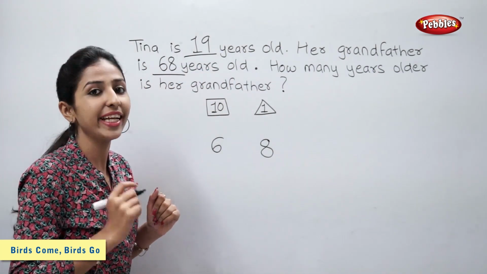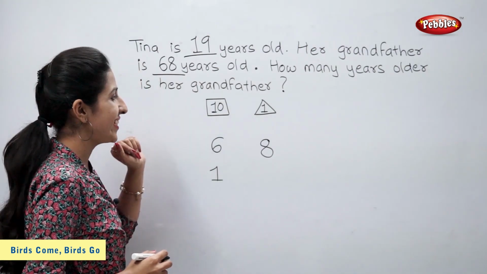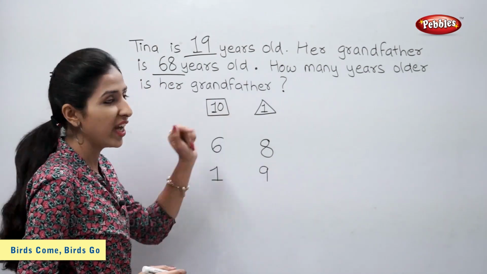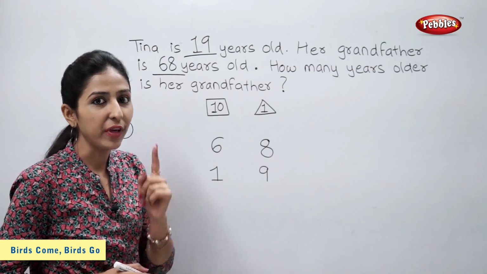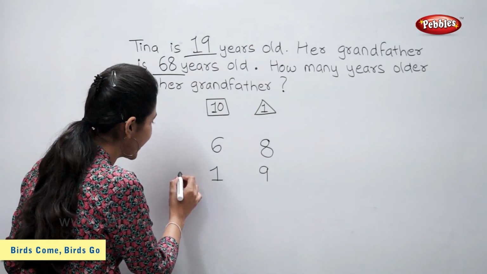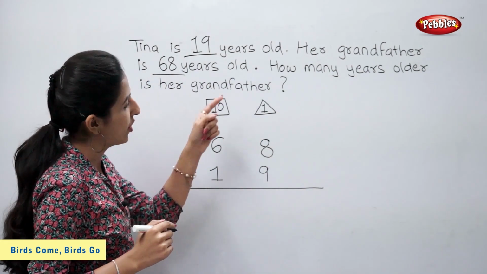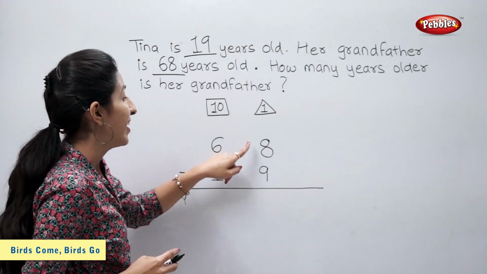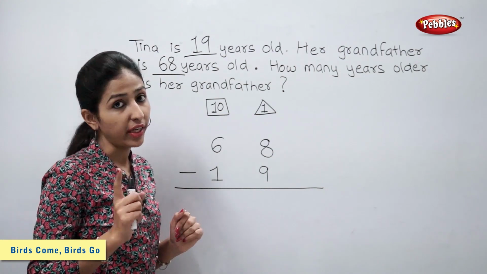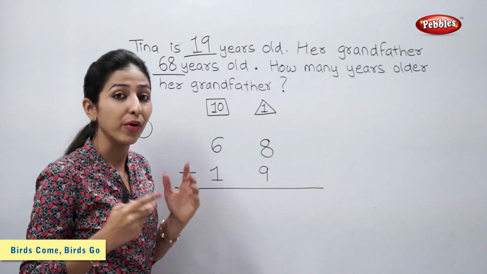19 means 1 tens, 9 ones. Students, we have to find the difference. So, we will subtract. Let us subtract ones first. 8 minus 9. Students, we cannot subtract 9 from 8. So, we will borrow.